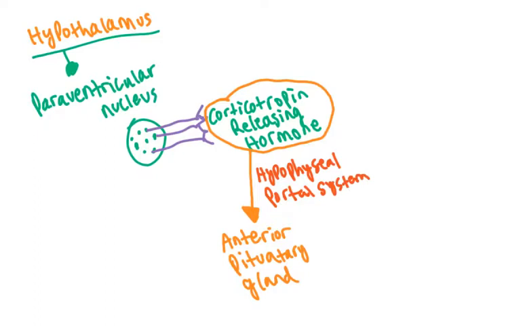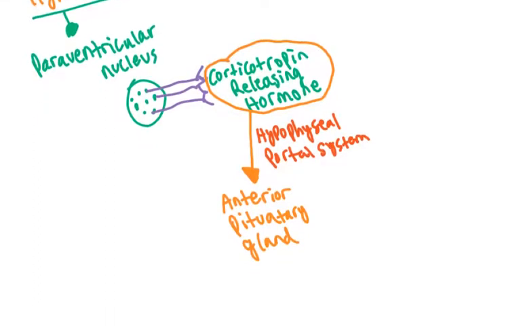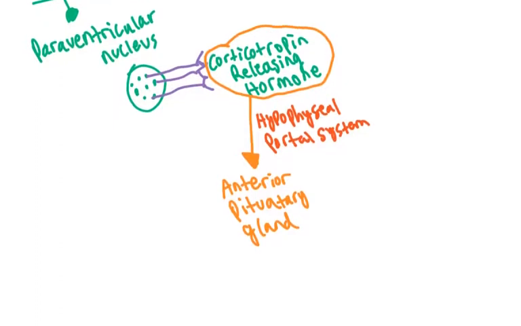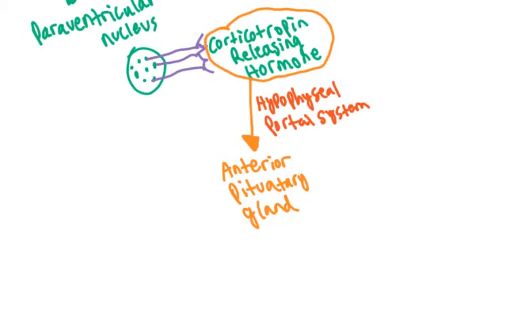Once the corticotropin releasing hormone reaches the anterior pituitary gland, we have many structures there called corticotropes. So let's see one corticotrope here in the anterior pituitary gland. Let's go and draw it.